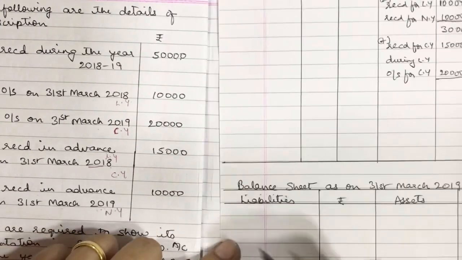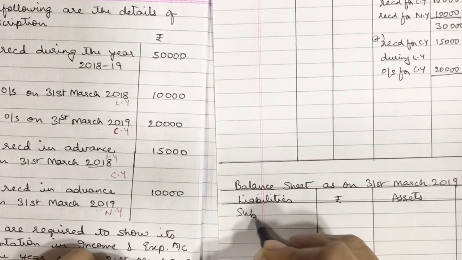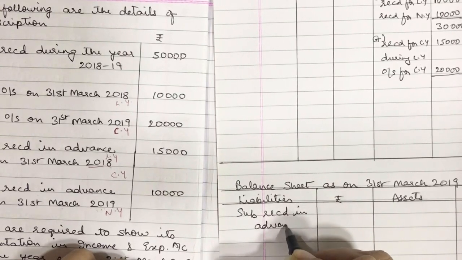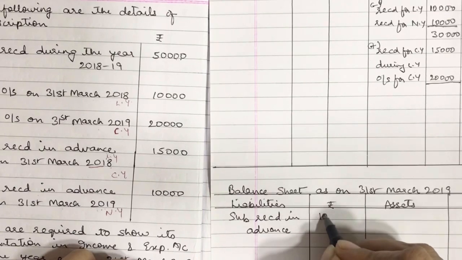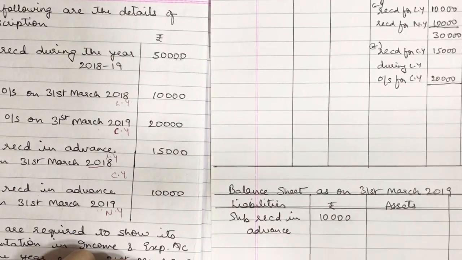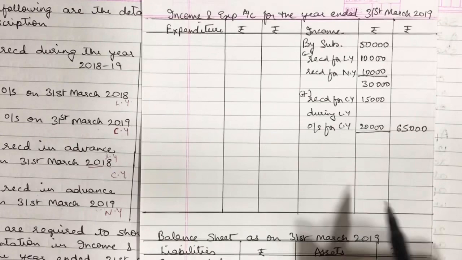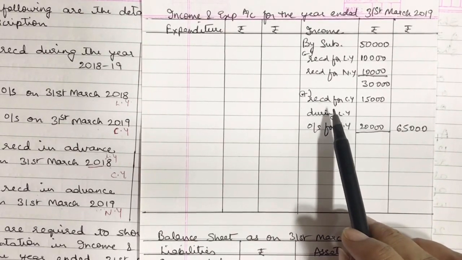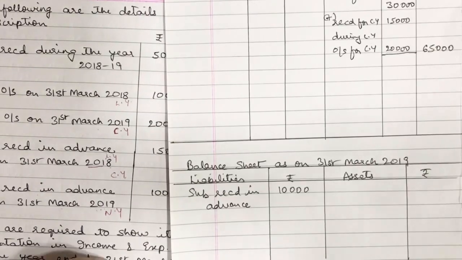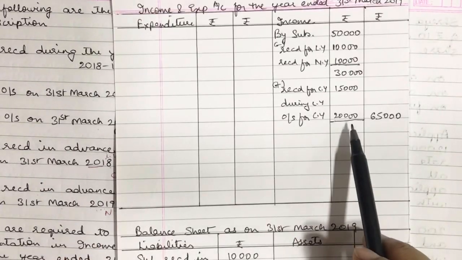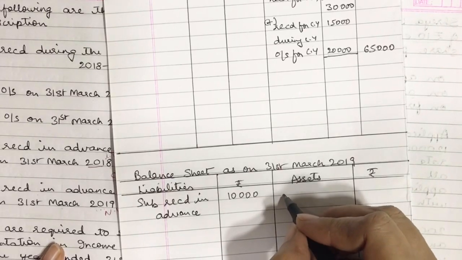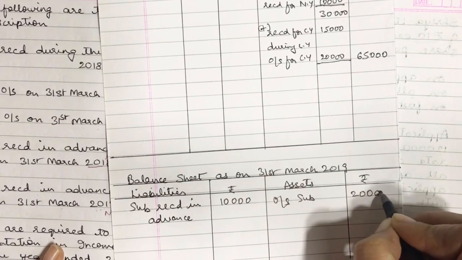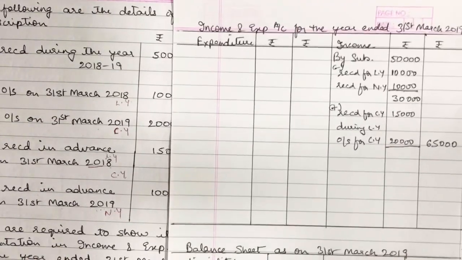So right here, subscription received in advance is 10,000. And outstanding subscription. What is your outstanding subscription? Outstanding for current year. What is it? 10,000. This one, 20,000. So right here, outstanding subscription 20,000. Okay, so this is how you do it.